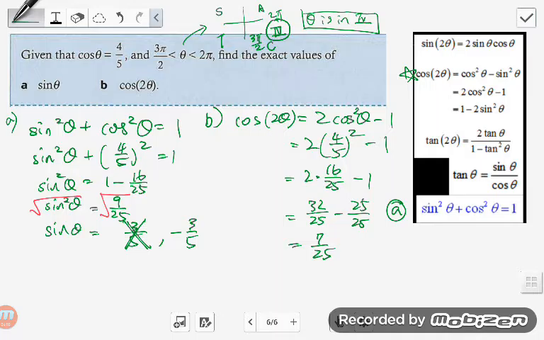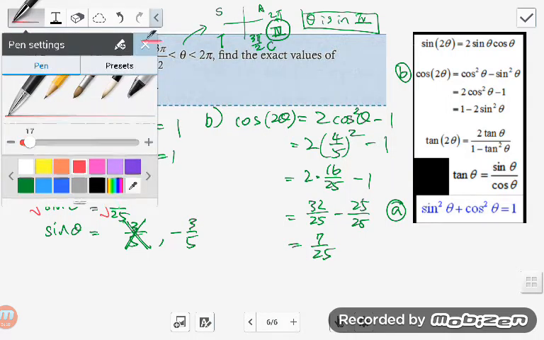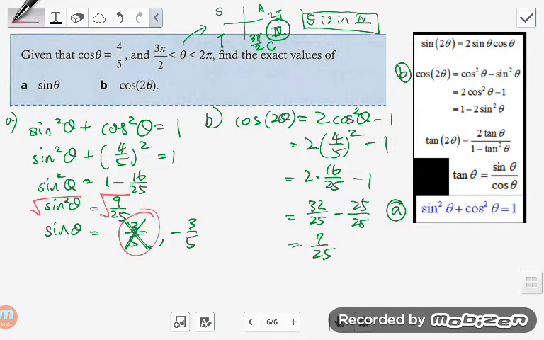I hope you guys understood what I'm doing here. The most important part is the part where we cancelled out the positive 3 over 5. All right, and I hope you guys understood why.